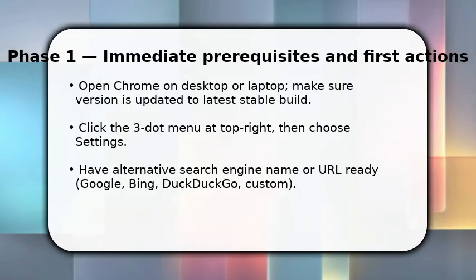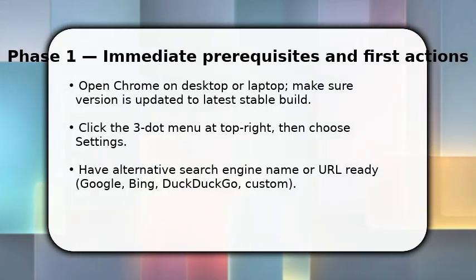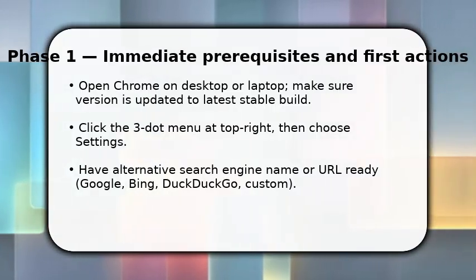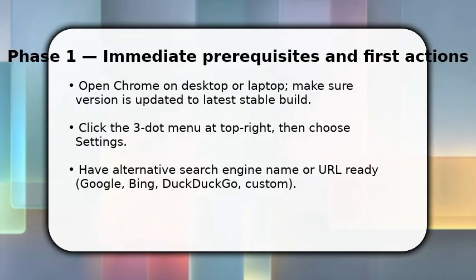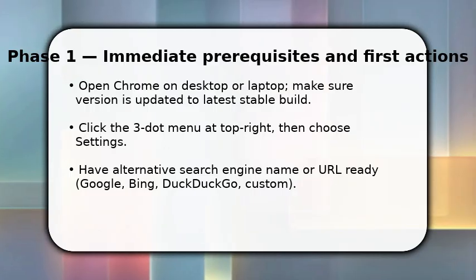You start by opening Chrome and you go straight to Settings. This is where the engine lives. Once in Settings, click the three-dot menu at the top right and select Settings. Don't stall. Make sure Chrome is updated because older builds hide options.